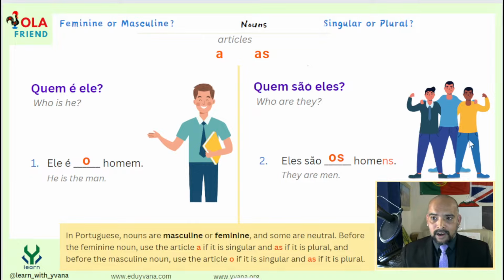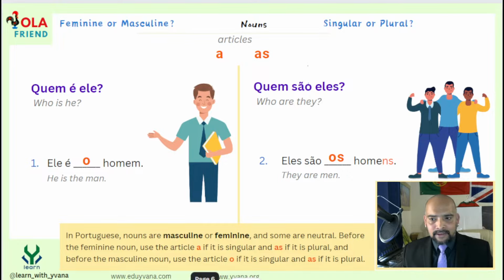Okay, so I hope you got this at first. That means we use article o to say the, I mean in English, if I translate it to English, we use the article o, and we use the article os for the plural forms, right? I hope it is clear for you, right?